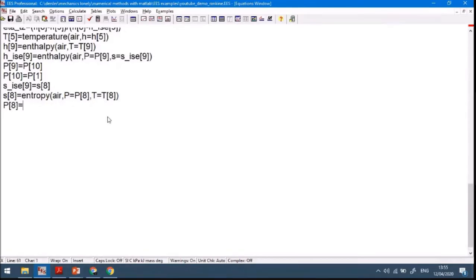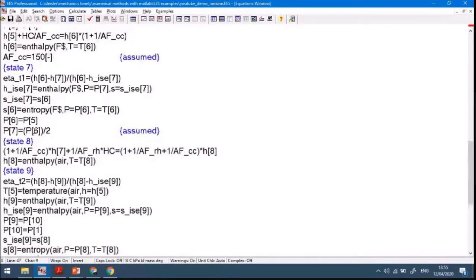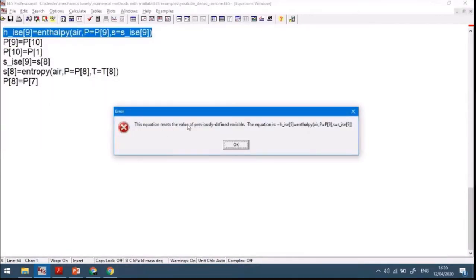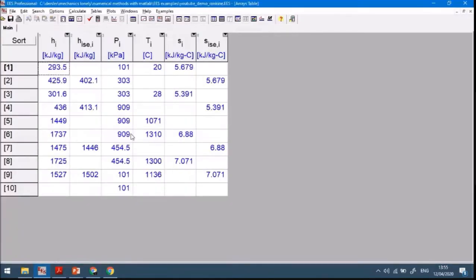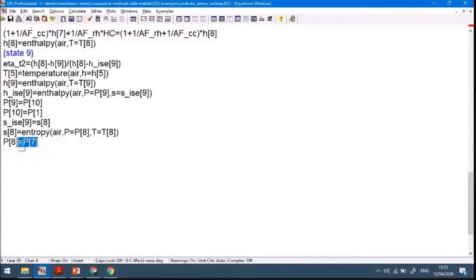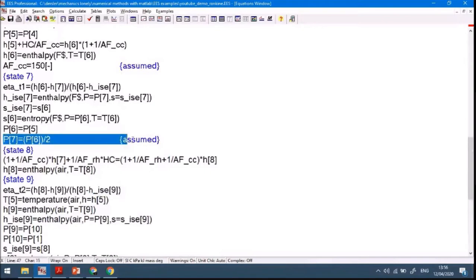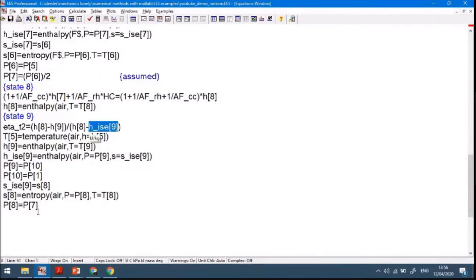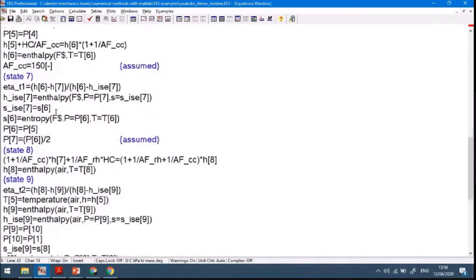So P8 will be the same as P7 because this is a reheater. And we assumed P7 here. You see, we assumed it, and let's run it and see our error, because we will have an excess amount of equations. You see, this equation resets the value of a previously defined variable. Here we are trying to get H isentropic 9, but we have the preset value, which is P7. But it tries to find the P7 that satisfies H isentropic 9 here. Therefore, this resets the equations here.